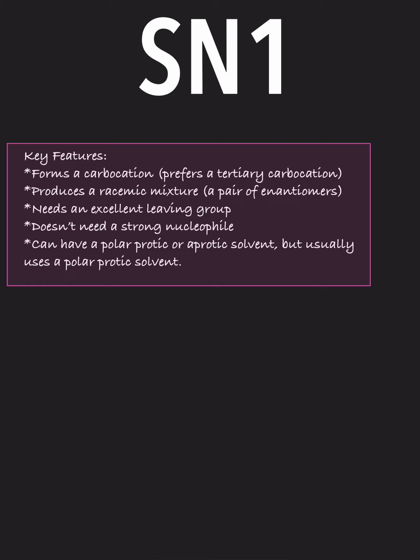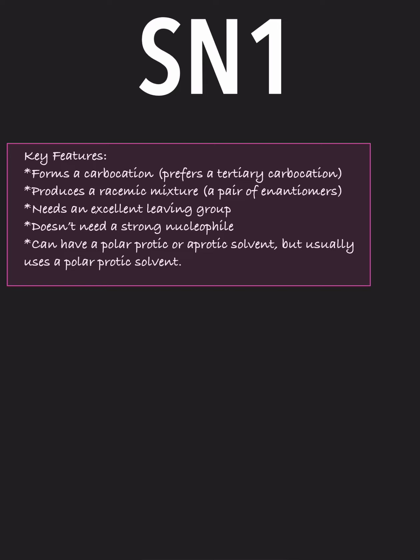So the key features. 1, it forms a carbocation. And I didn't write it, but it's going to be multiple steps. In SN2, you're only going to have a 1-step reaction, or a concerted reaction. In SN1, that's not what happens. You're going to have multiple steps, and the first step is that the leaving group leaves and you form a carbocation.